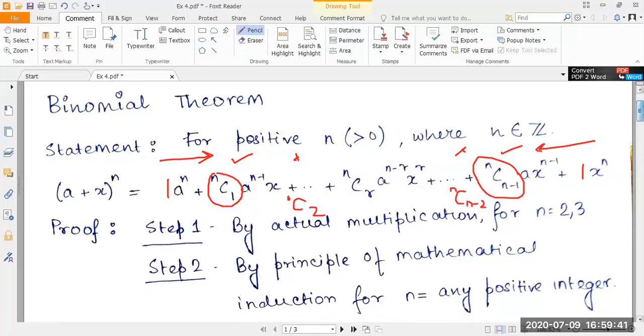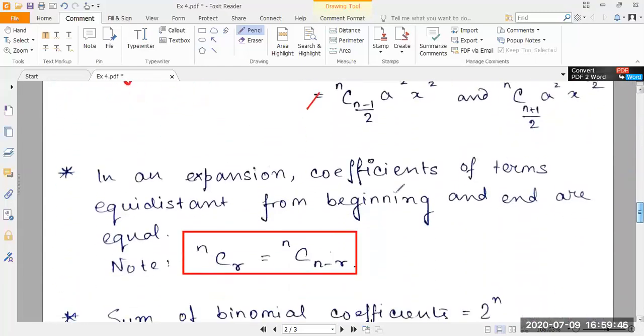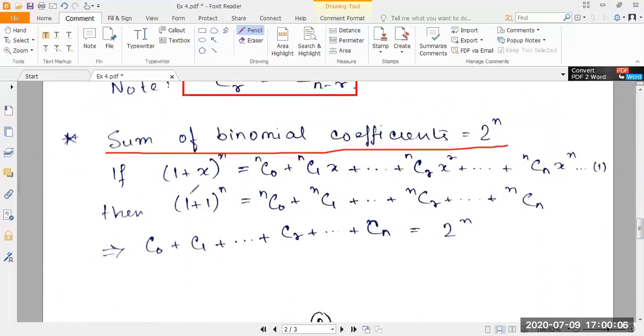So this is also a fact that we need to remember when we do chapters on the binomial theorem, that in an expansion, coefficients of terms equidistant from the beginning and the end are equal. One of the most important results that we'll be finding out is that the sum of the binomial coefficients is equal to 2 to the power n. Let's take into consideration this binomial expansion.